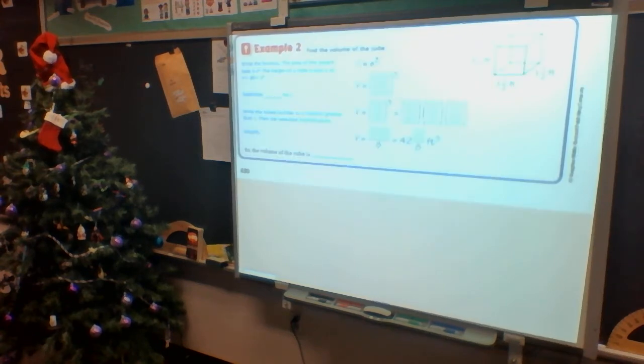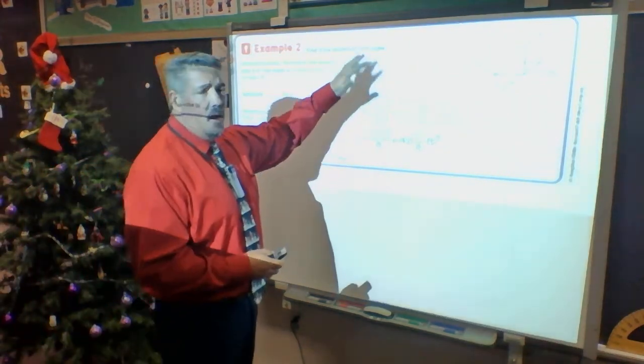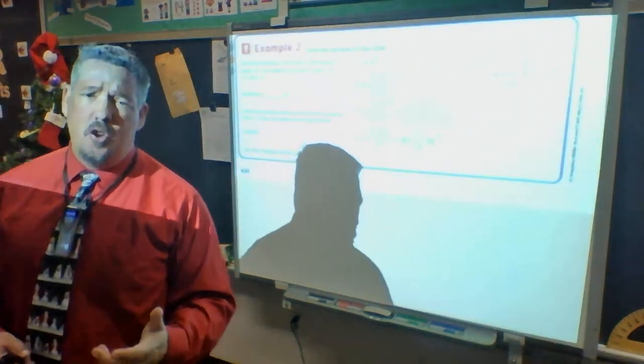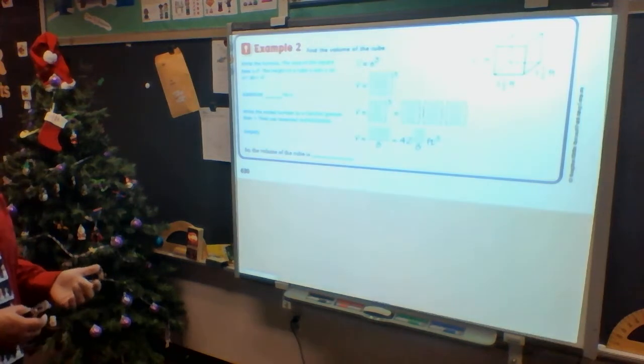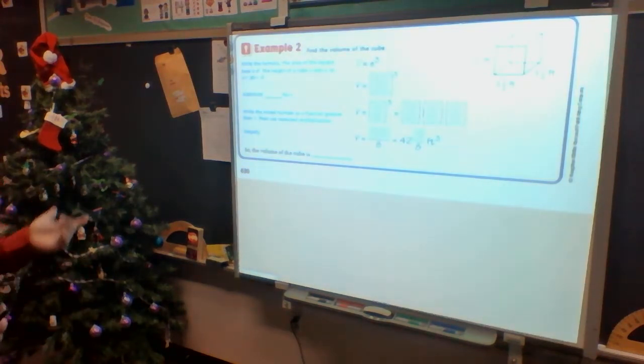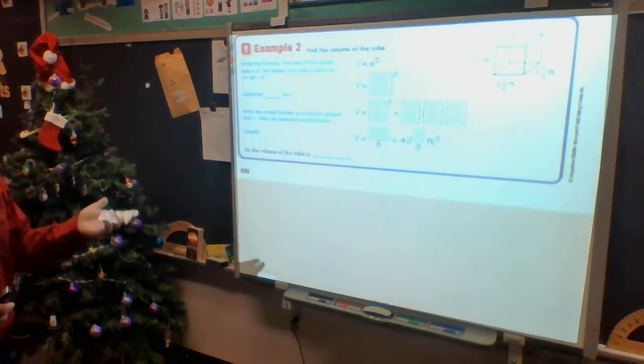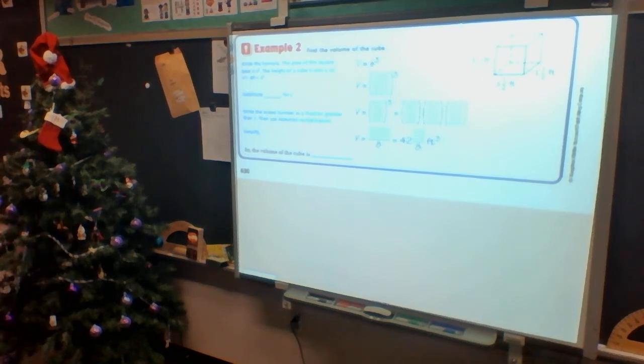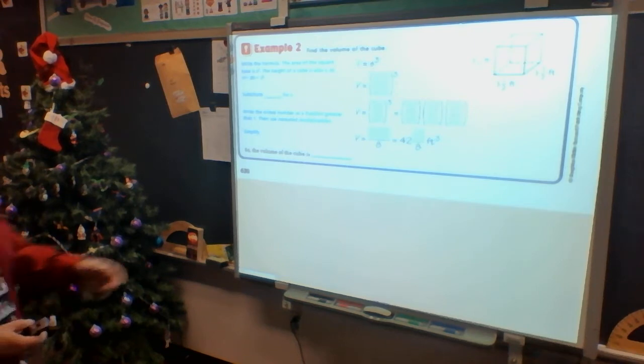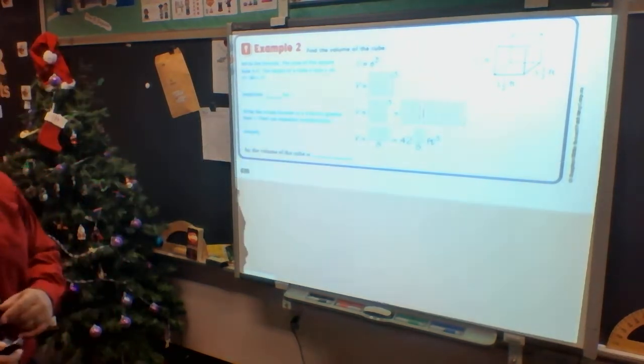On the next problem then, they give me a cube. And notice this fancy formula up here. The volume is equal to s cubed. Well, they kept showing us that area for a cube was s squared, because it was two sides that were the same, because they're squares. It works the same way. All that is saying when it is a cube is length times width times height.